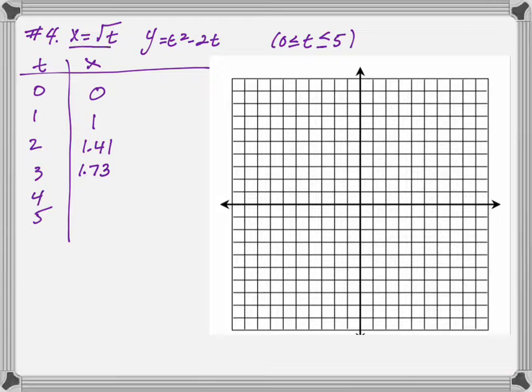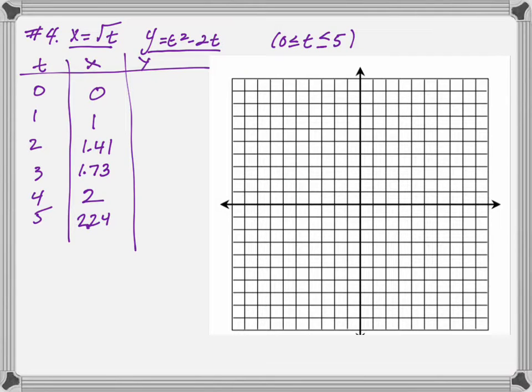Okay, for 4, we have x is the square root of t, and y is t squared minus 2t. So for x, if we put in 0, we get 0. If we put 1 in, we get 1. If we put 2 in, we have the square root of 2, which is about 1.41. If we put 3 in, we get the square root of 3, 1.73. If we put 4 in, we get the square root of 4, which is 2. And 5, we get the square root of 5, which is about 2.24. So you'd have to use your calculator to get those square roots.